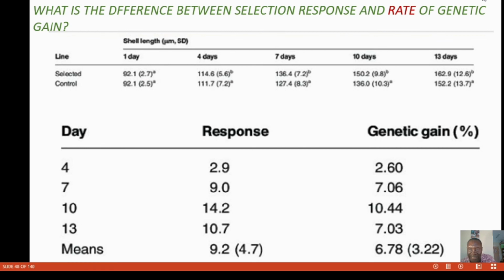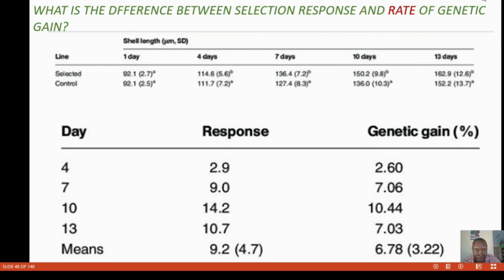And as you can see, in the brackets, we have the standard deviation indicated. That was day 1. Control and selected was the same because that was the population that was grown and it was the control that was already selected to be studied. Then 4 days afterwards, we see the growing shell length. And in the growing shell length, out of the control, what had been selected was slightly higher. You can see 4 days. The control compared to what was selected was lower and the selected was higher.